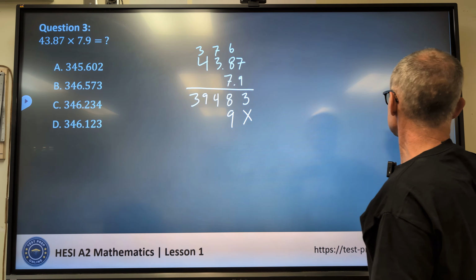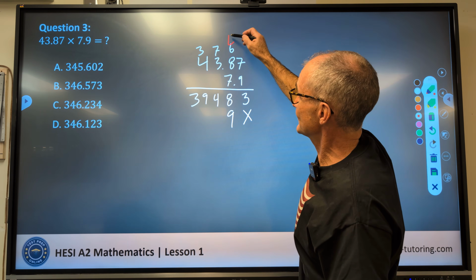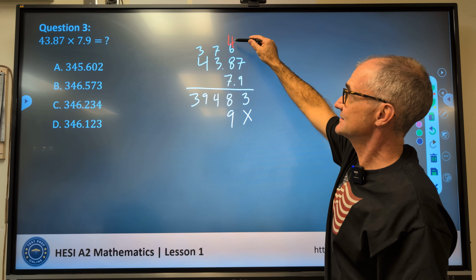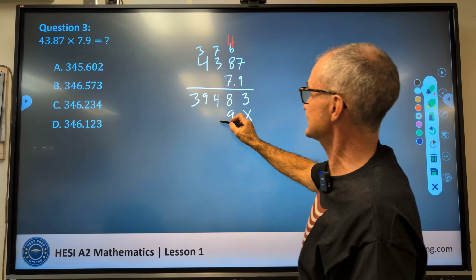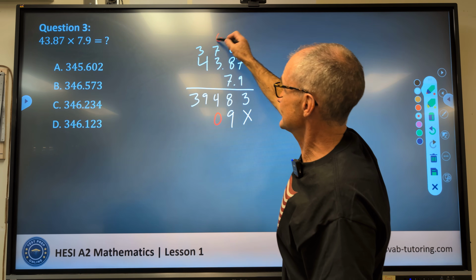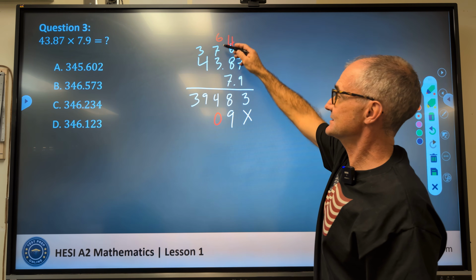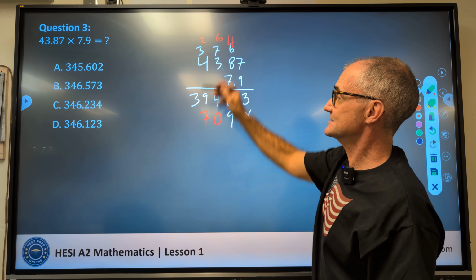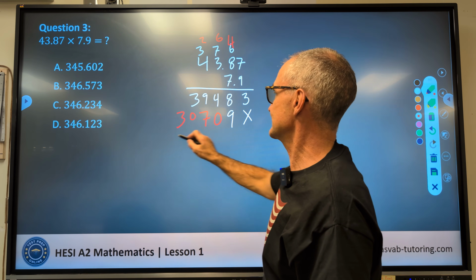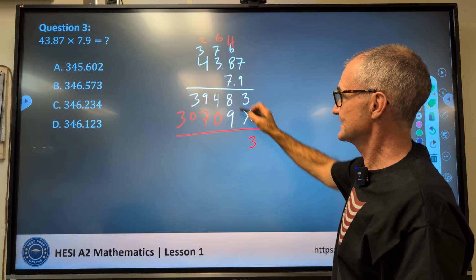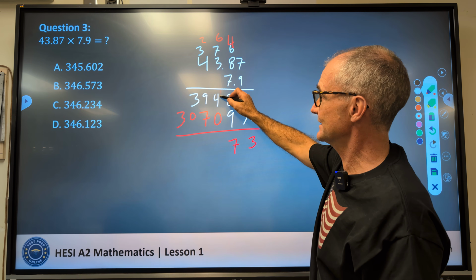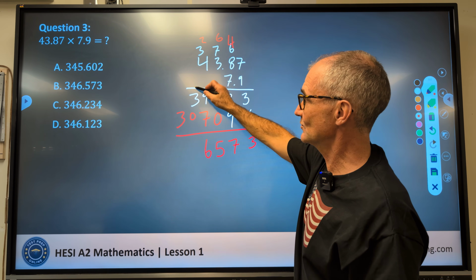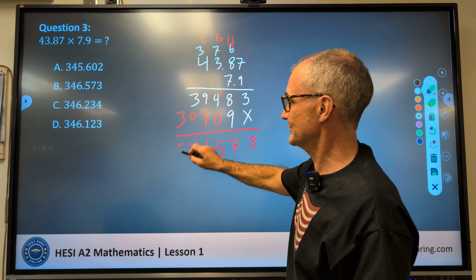Let me change colors here. 49, carry the 4. 56 plus 4 is 60. Carry the 6. 21 plus 6, 27. Carry the 2. 28 plus 2, 30. I could add these all together to get 3. 17, carry the 1, 5, 16, carry the 1, 4, and 3.